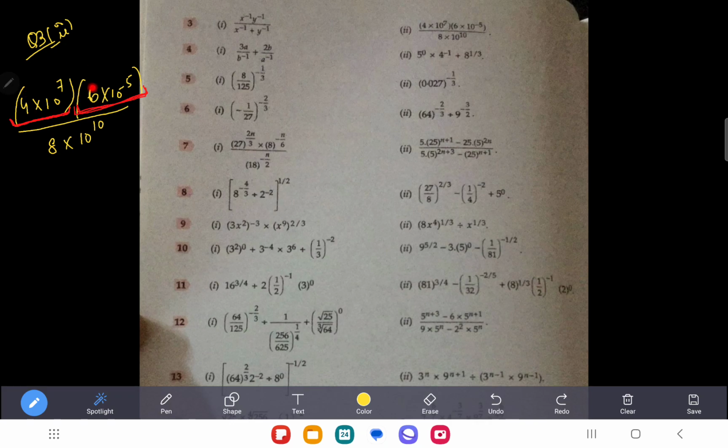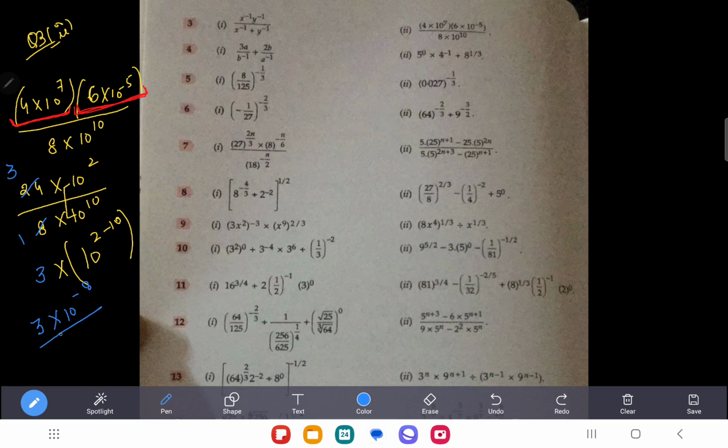So what do you understand from here? We have 4 times 6, that's 24, times 10 raised to power 2. Why 10 raised to power 2? Because 10 raised to power minus 5 plus 7. And here it is going to be 8 times 10 raised to power 10. Now here again the bases are same and the powers are in division. So I would say 10 raised to power 2 minus 10. And here it is going to be 24 over 8, so that would be 3 times 10 raised to power minus 8. That would be my answer.